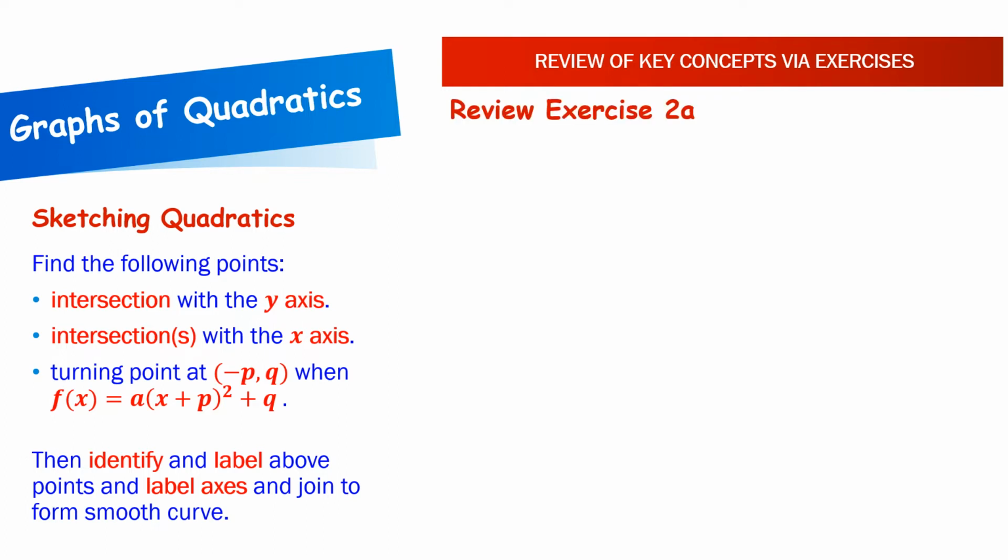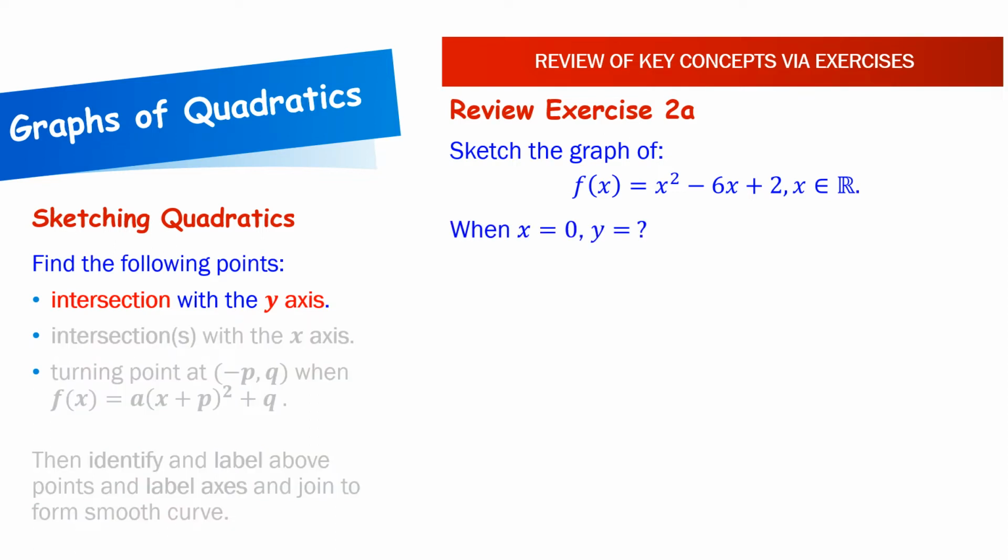So what does review exercise 2a ask us to do? We are required to sketch the graph of f of x equals x squared minus 6x plus 2, where x is a variable in the real numbers. So firstly, let's find the intersection with the y-axis. When x is 0, what is y? We plug in x equals 0 into our equation, as shown, to give y equals 2.